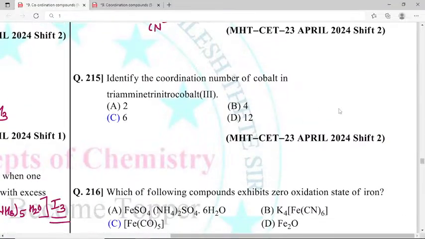Identify the coordination number of complex. Tri-amine, tri-nitro, tri 6. So this is 6. Tri-amine, tri-nitro, both are monodentate ligands. So tri plus tri is 6.